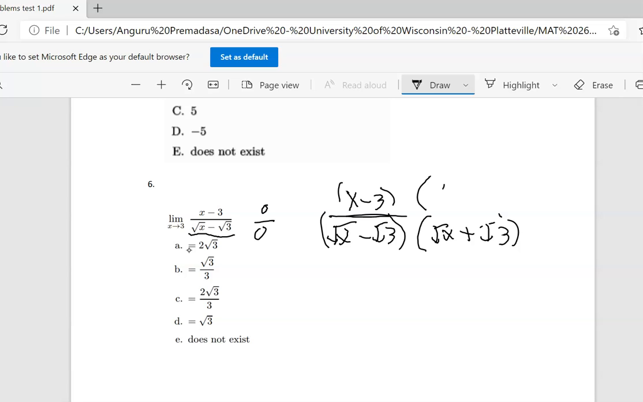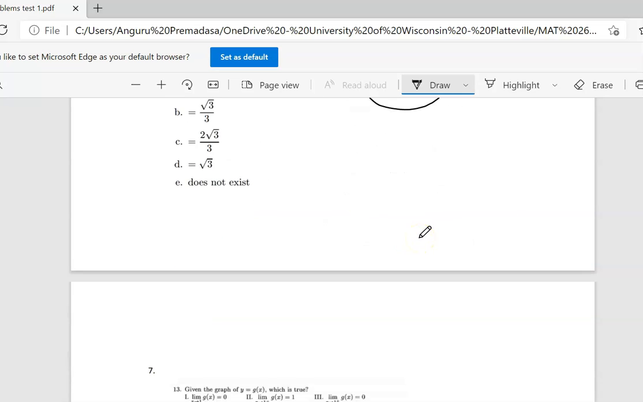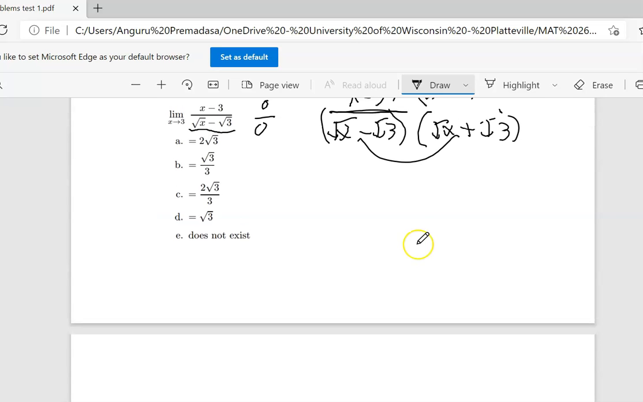So you multiply both the top and the bottom. Remember that when you have these radicals in these limit problems, you multiply the top and the bottom by the conjugate. Once you do that, the bottom is a difference of two squares. So you will see that actually the bottom gets cancelled off with x minus 3. And then, after cancelling the x minus 3, you can probably use the chain rule.